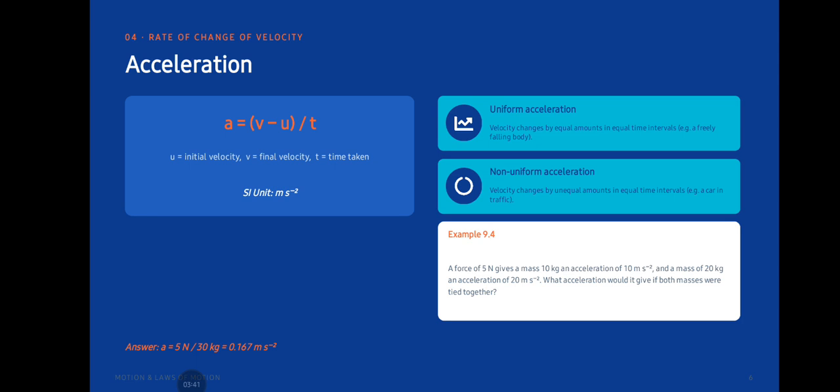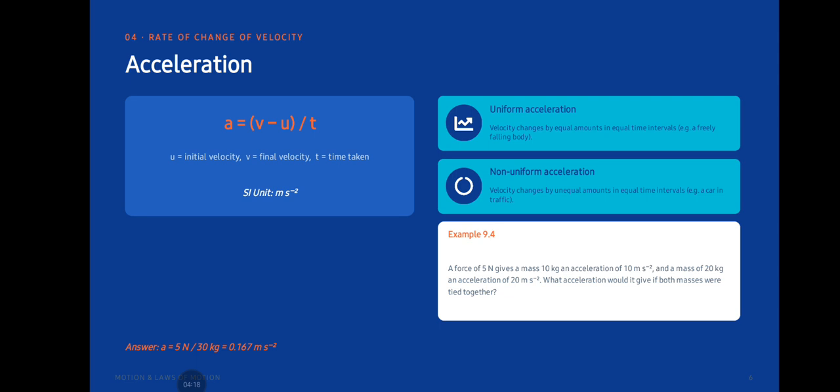Now acceleration. So a equals v minus u upon t, where u is initial velocity, v is final velocity, t is time taken. Its SI unit is meter per second square. That's the formula for acceleration. So uniform acceleration: velocity changes by equal amounts in equal time intervals, for example, a freely falling body. Non-uniform acceleration: velocity changes by unequal amounts in equal time intervals, for example, a car in traffic.